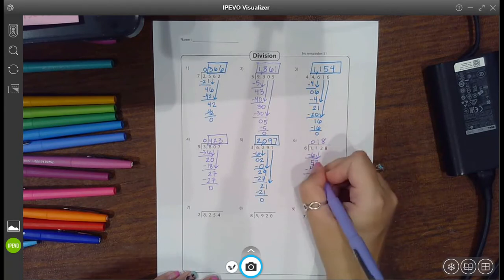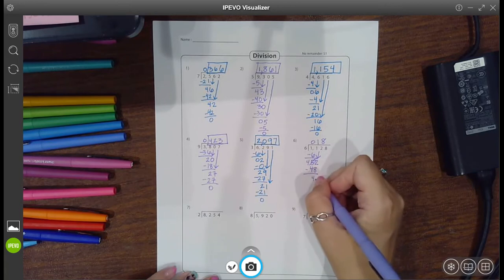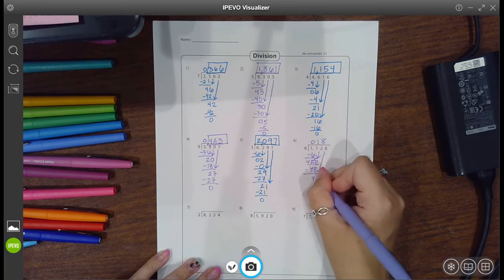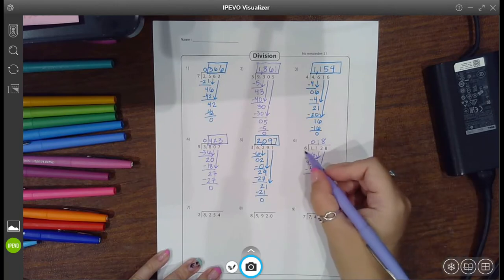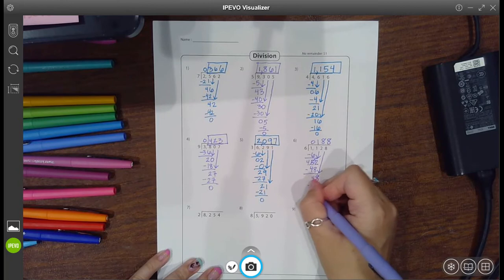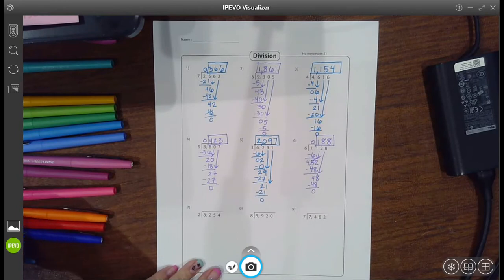Okay, if you subtract that, I need to borrow. And 12 minus 8 is 4. 4 minus 4 is 0. Okay, so I have a remainder of 4, which is less than 6. So I'm good to keep going and bring down my next number, which is the 8. And 6 goes into 48 8 times. It went in perfectly evenly because I got a remainder of 0. So 188 is my answer for that one.